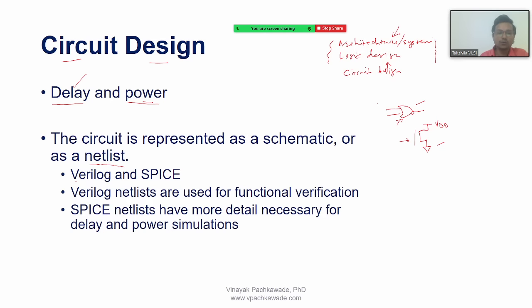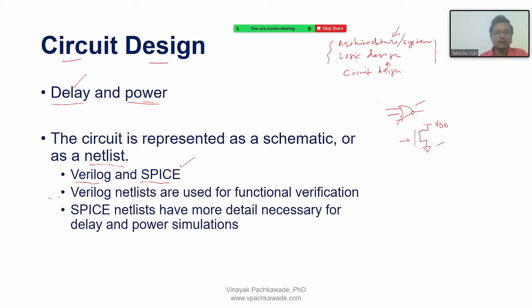There are two ways a netlist can be written in the VLSI industry. One is Verilog. Verilog is a hardware description language. It will describe the hardware, the way it is connected. We'll see a little bit more about that. And another is SPICE. Each has its advantage and disadvantage, that also we'll explore.